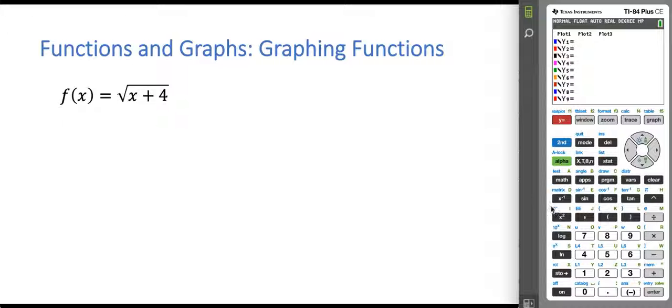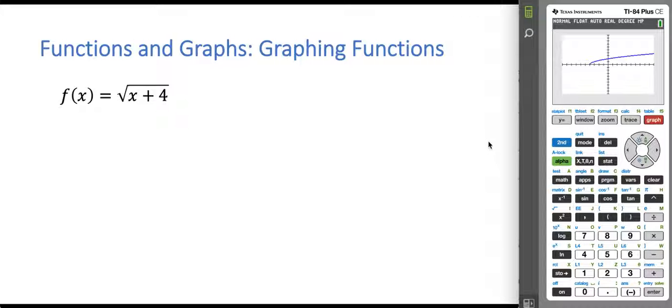So I need to access the square root button. So I'm going to press second and square root. And then I'm going to type x plus 4 inside the radical. In the newer calculators, we're going to use the arrow button to toggle out of there. Remember to make sure that you're in the standard window. So I know that I am, but I'm going to press graph, and you can see that I'm in the standard window. And here's what the graph of f of x equals the square root of x plus 4 looks like.